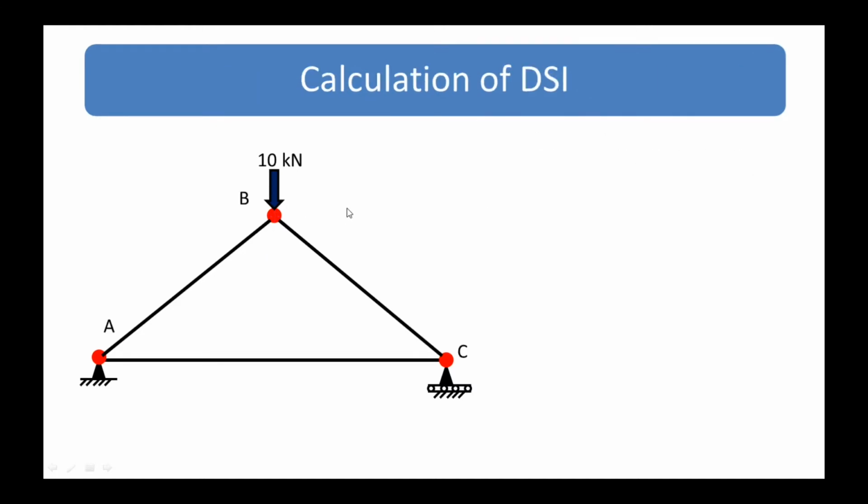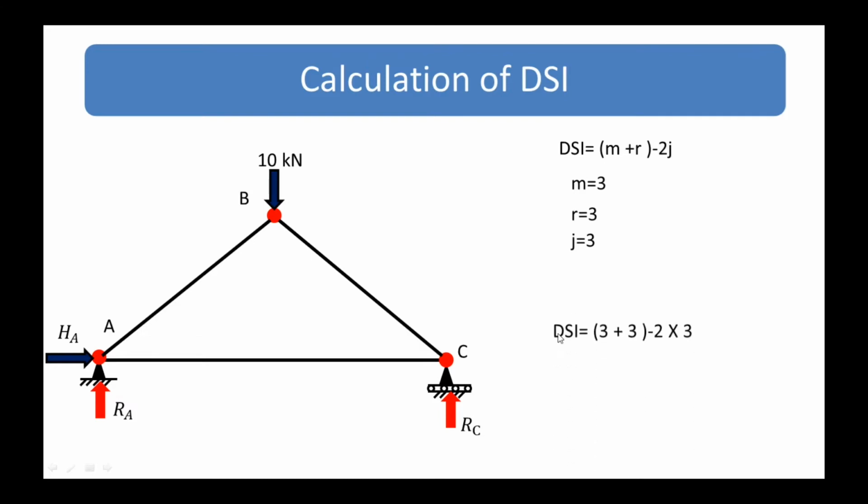So now first step is to calculate the DSI, that is the degree of static indeterminacy. So DSI is equal to in bracket m plus r minus 2j. Here m is the number of members, r is the number of reactions, and j is the number of joints. So here m is AB, BC and AC, 3. So m equal to 3, and these are the reactions HA, RA and RC. So r is equal to 3. And j is also 3, A, B, C. So put this 3 value into our equation, and here DSI is equal to (3 plus 3) minus 2 into 3. So that becomes 0. So this frame is a determinate frame.